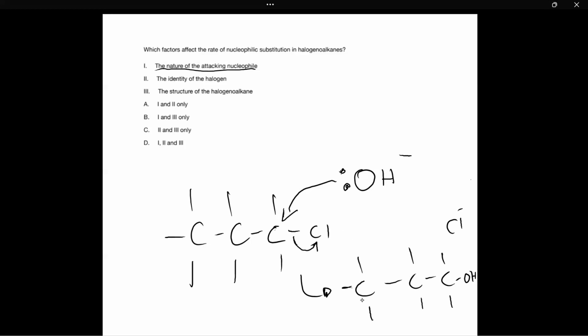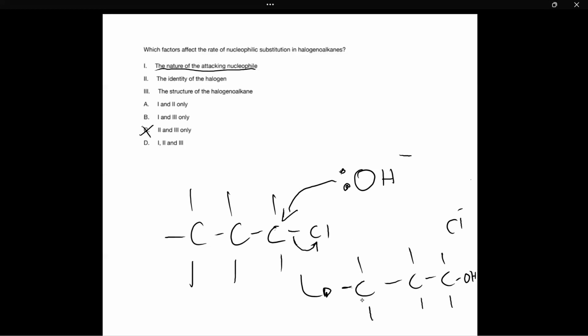And consequently, the nature of the attacking nucleophile does matter. So any option which doesn't have 1 in it, which is C, should be eliminated. Let's look at part 2, the identity of the halogen. So this is the halogen.